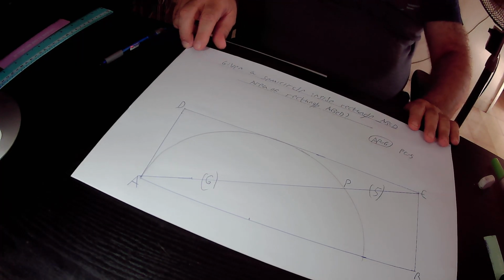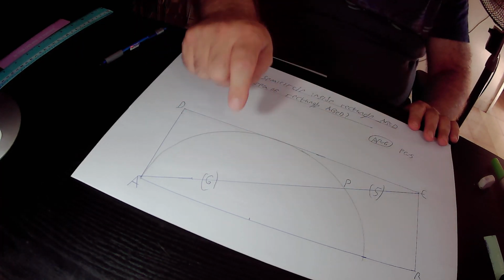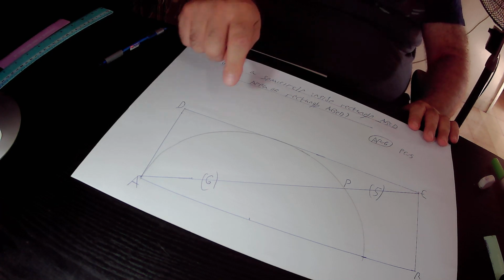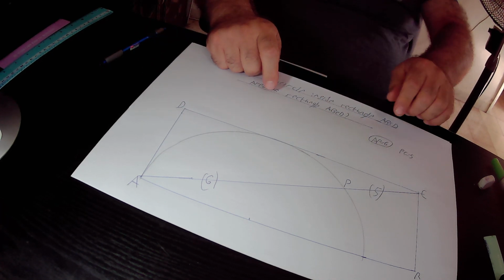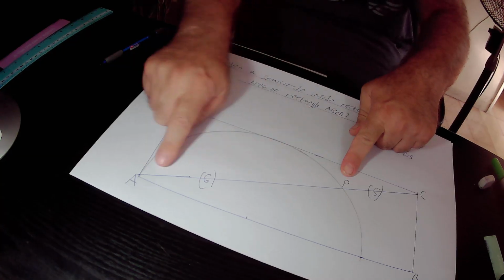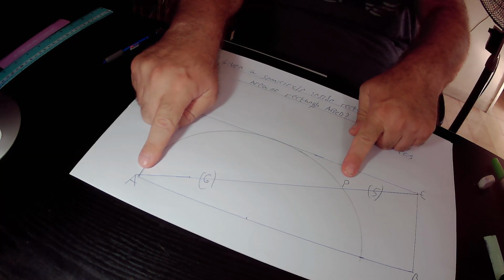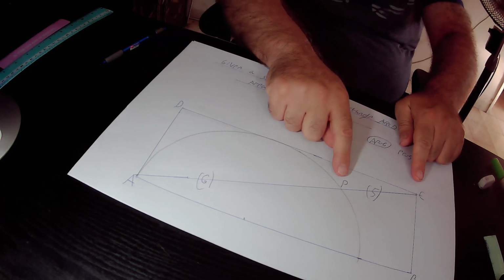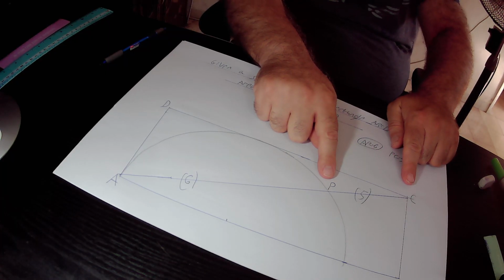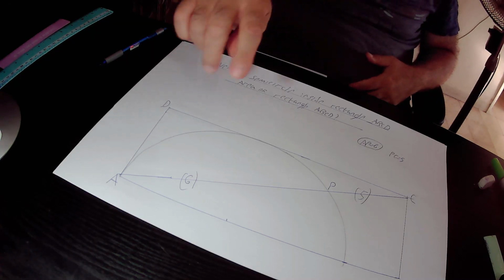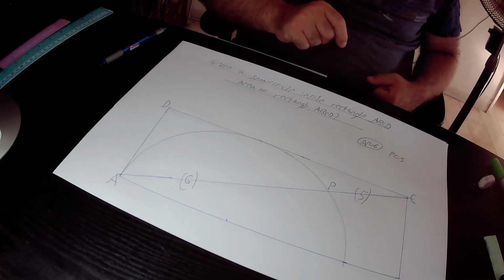In the drawing, we have rectangle ABCD. Inside this rectangle, we have this semicircle. This is called AP. That is equal to 6 units in its length. This is line segment PC. That is equal to 5 units. Again, our mission is to find out the area of this rectangle ABCD.